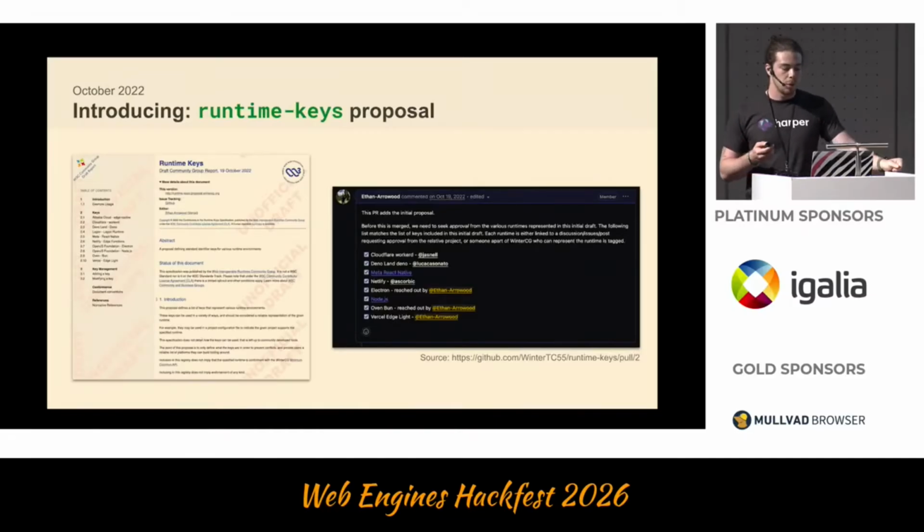So a month later, at the time, the WinterCG, we were a W3C community group at that point. We came up with the runtime keys proposal. And this was actually a rendering I pulled of the original source, and you can see the list of runtimes or environments that we included at first. You can see there we had things like Node, but also things like Electron or Cloudflare Workerd, where it was some kind of JavaScript environment that's not necessarily just Node.js, even though a lot of them had overlap with it.